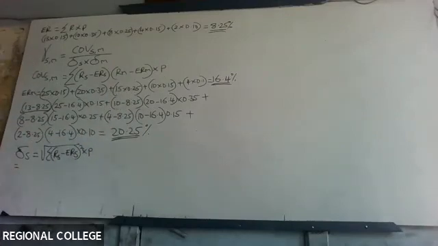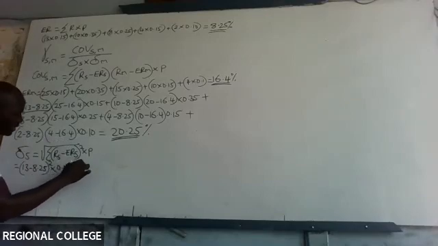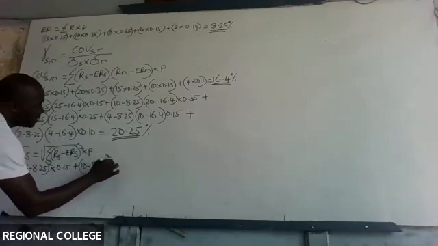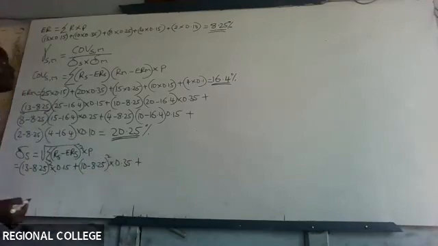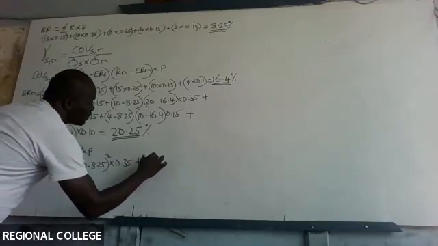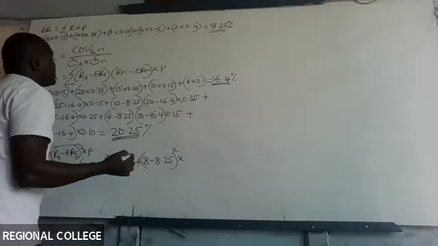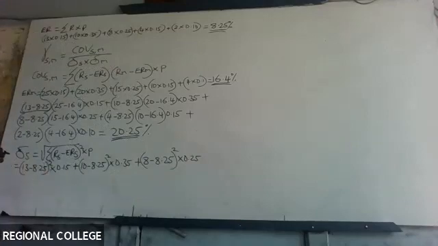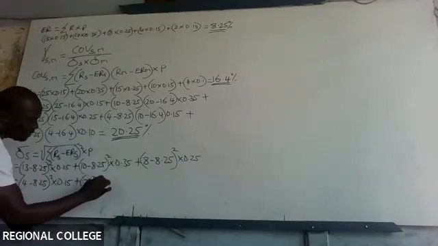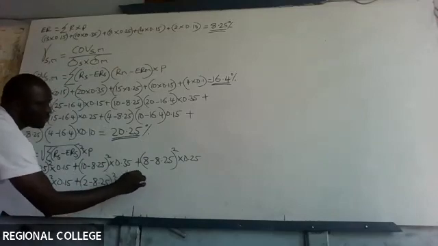So therefore, we are having 13 minus 8.25 squared with a probability of 0.15, right? Plus the second one is 10 minus 8.25 squared, probability of 0.35. Plus the third one is 8 minus 8.25 squared times 0.25. Plus here we get 4 minus 8.25 squared, probability of 0.15. And finally, we have 2 minus 8.25 squared times 0.10. So your answer will be the square root.